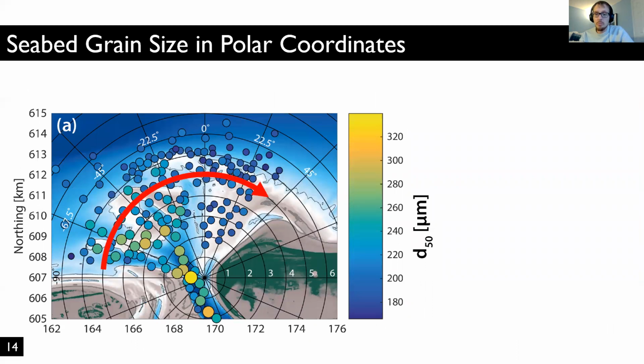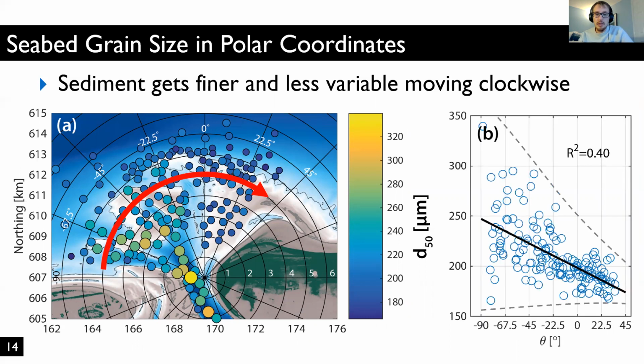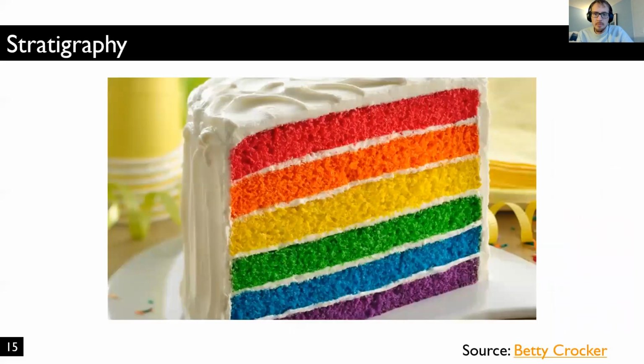Now, something else cool that popped out of our analysis was that there's a clear trend in finding a reduction in variability as we move clockwise around the inlet. Now, this supports the notion of ebb-tidal deltas as a great big sediment sorting machine. So stay tuned because we're looking into this.